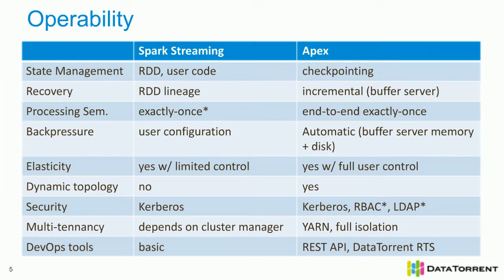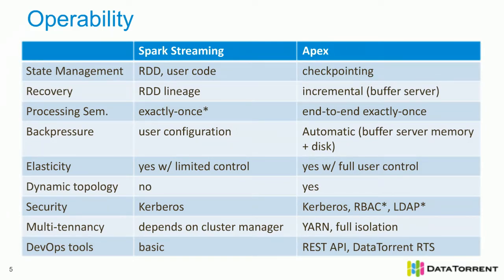So by working with the processing semantics in the platform and then making sure that data is not duplicated and not lost in the connectors, we achieve something that we call end-to-end exactly once. That means by writing to files or writing to databases with Apex, you will not have data duplication and no loss of data. And from the user's perspective on the results being computed by the application, it is exactly once.